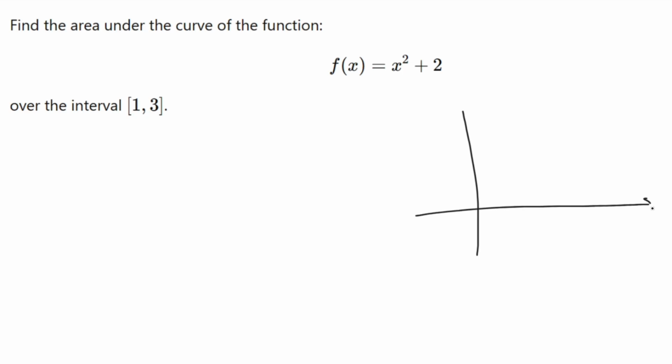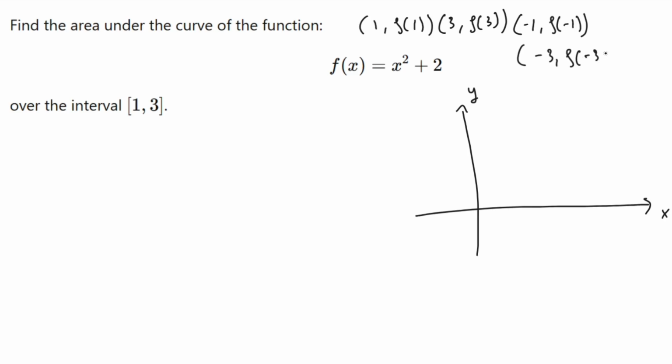So this is y, this is x. If you want to graph the quadratic function, you have to find some points. First, I will choose x equals 1, we will find f(1). x equals 3, f(3). And minus 1, f(-1). And minus 3, f(-3). So x is 1, 2, 3, negative 1, negative 2, negative 3.